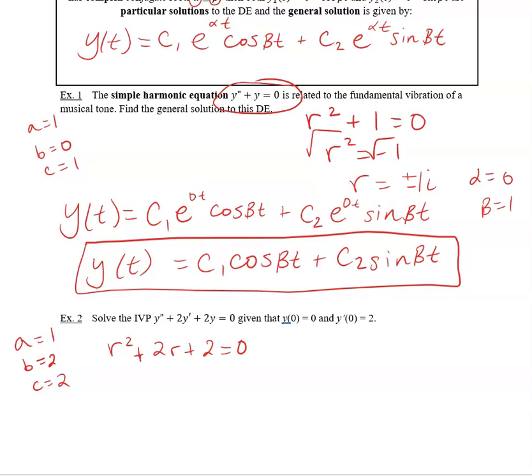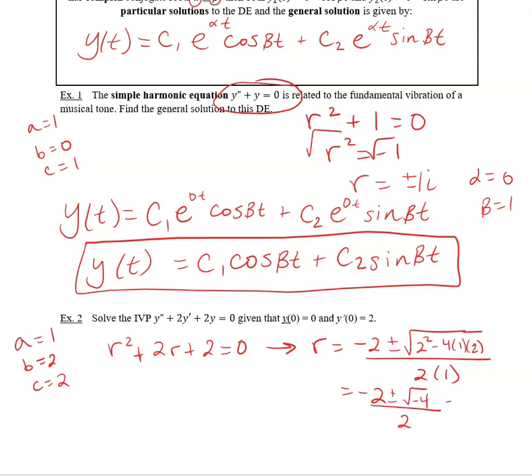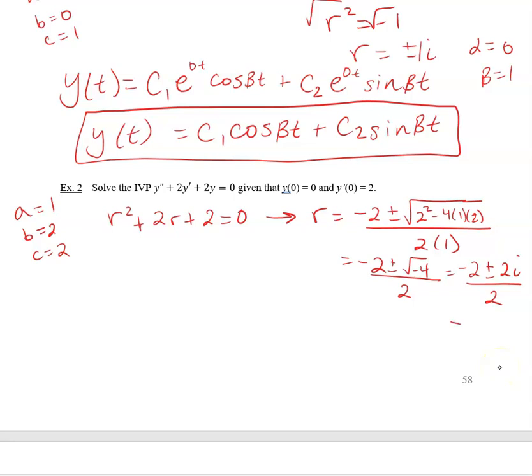Notice this does not factor, so to solve this we have to use the quadratic formula. So r is going to be equal to negative b plus or minus the square root of b squared minus 4ac all over 2a. And let's see, this is going to give me 4 minus 8, which gives me the square root of negative 4 over 2, which gives me negative 2 plus minus 2i over 2. And I'm going to simplify that a little bit because those can all divide out by 2. I get negative 1 plus or minus i.